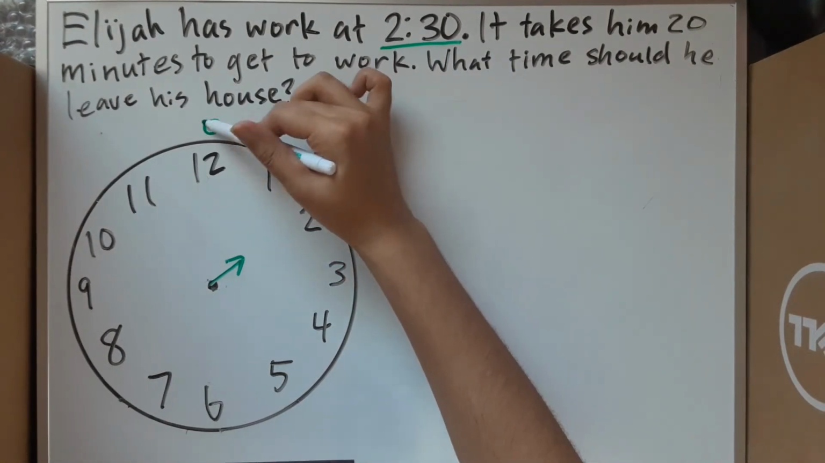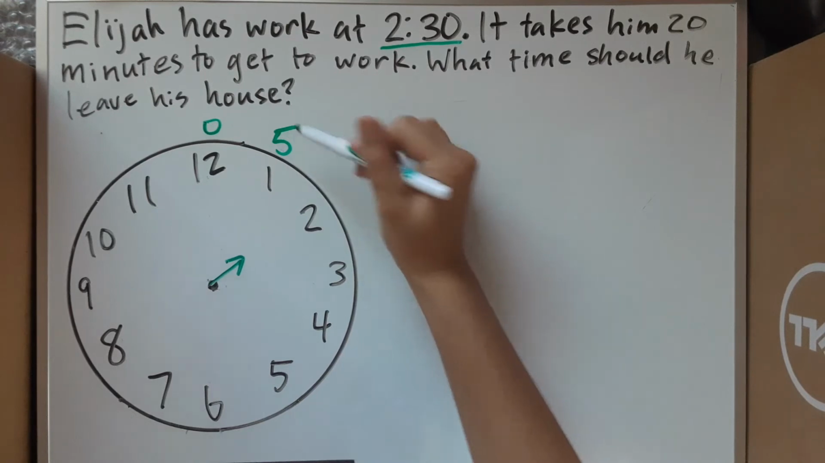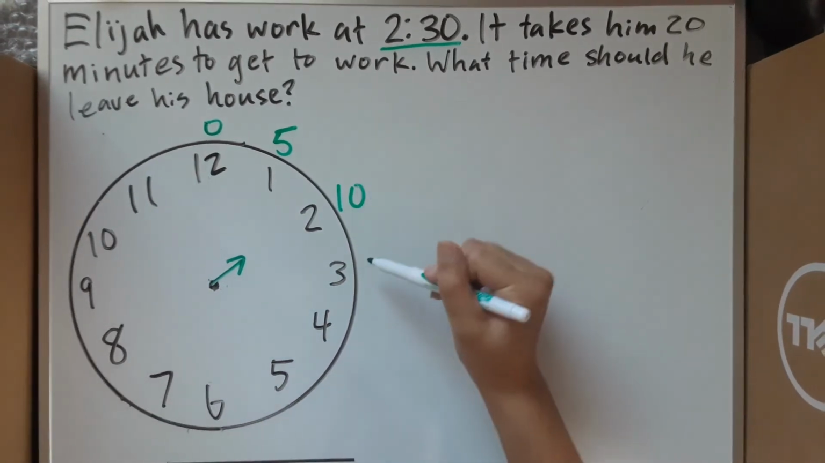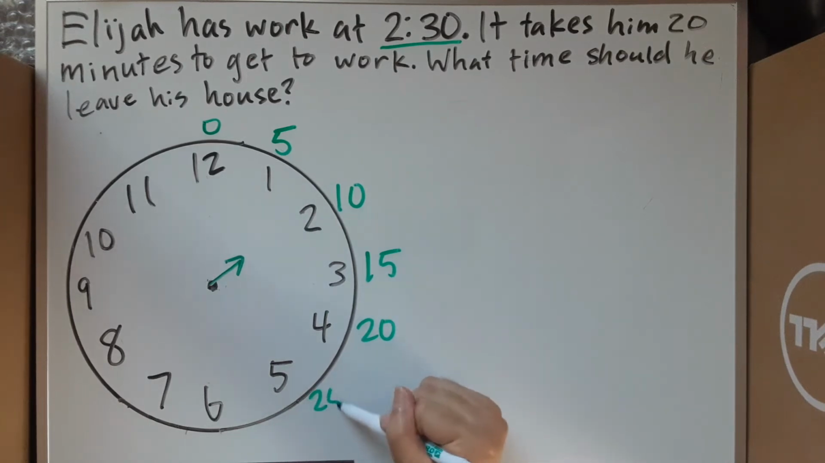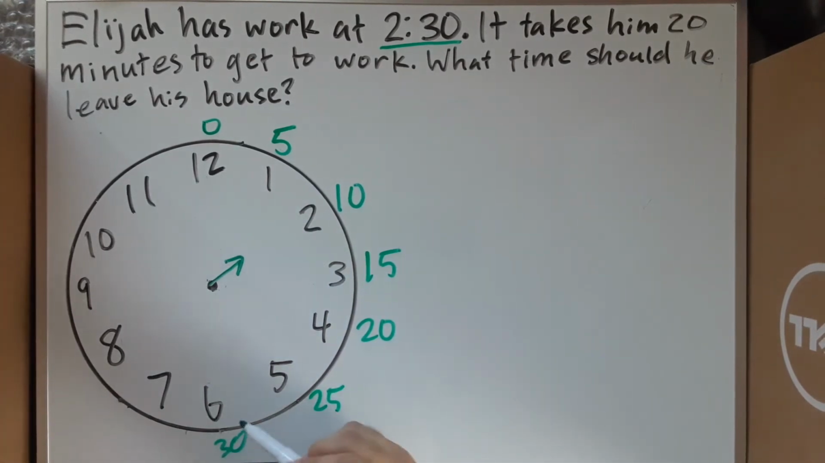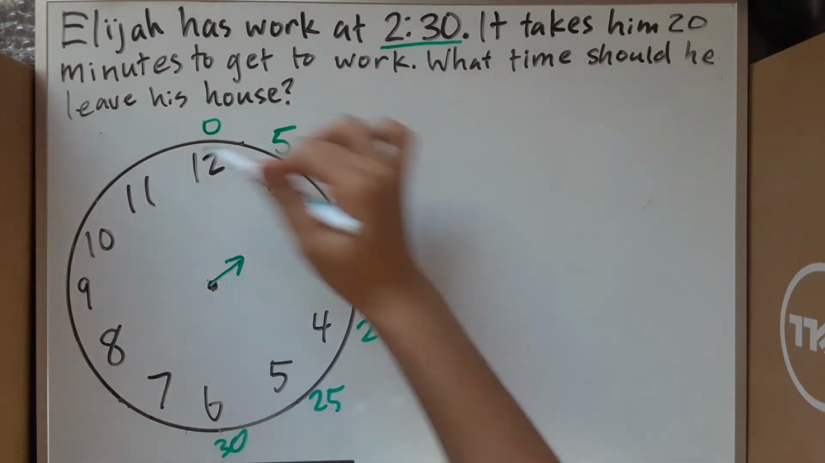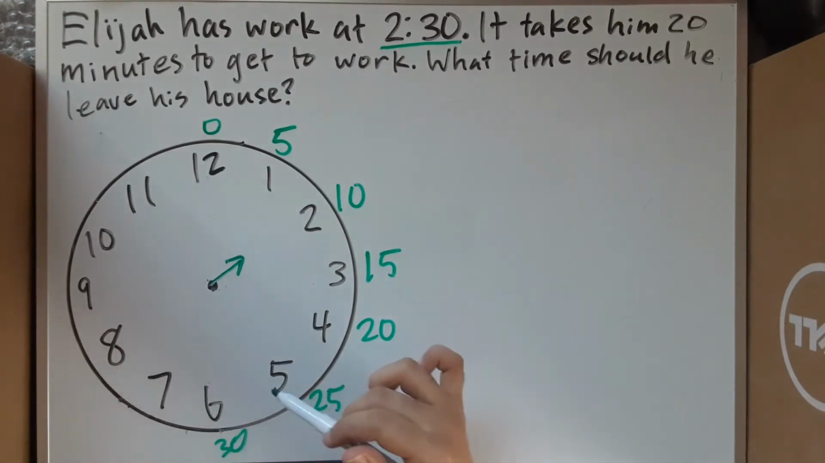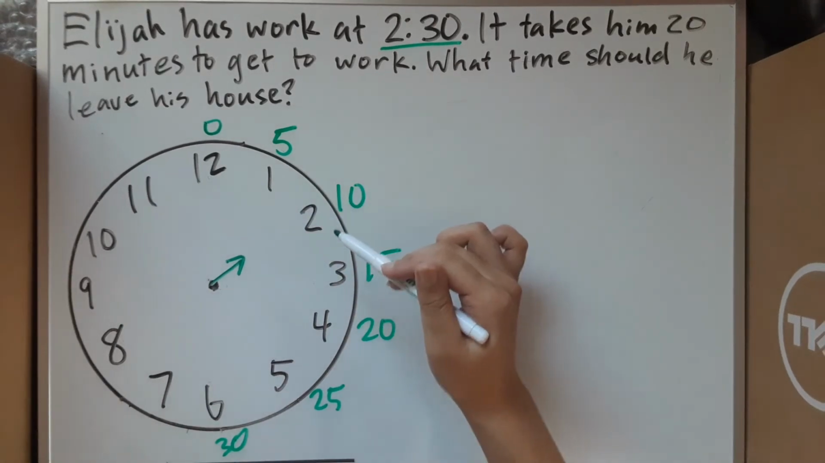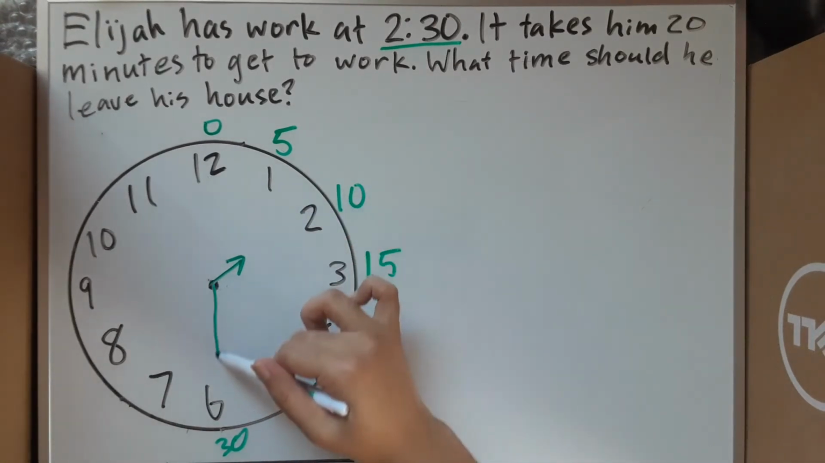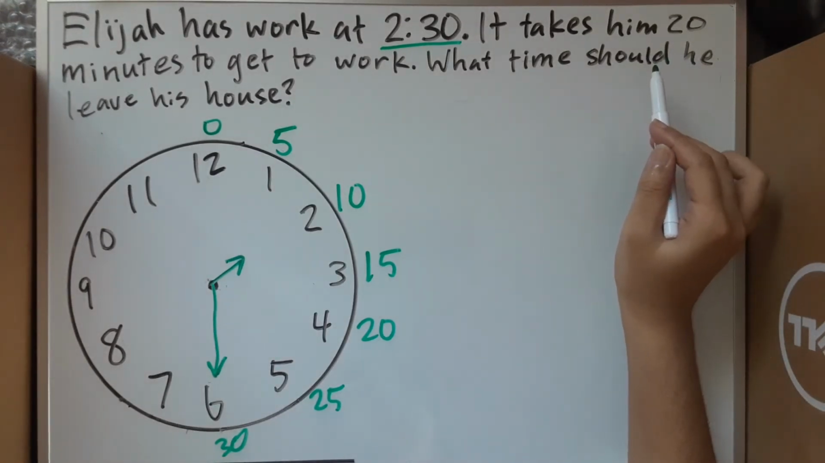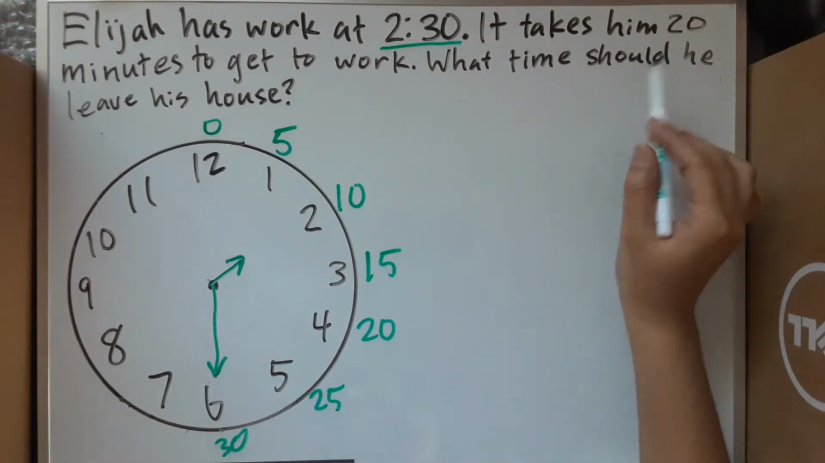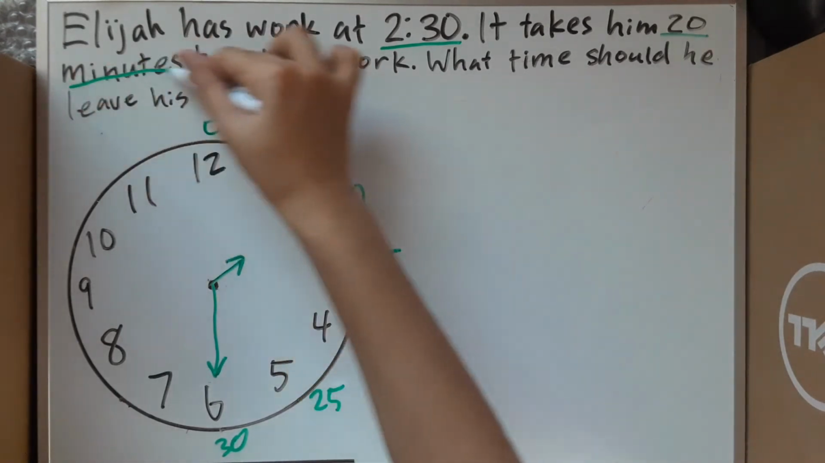We know 0, 5, 10, 15, 20, 25, 30. 30 minutes is also called half an hour because it's half of the clock. Our longhand points to the 6. Now, it takes him 20 minutes to get to work. So we have to go backwards 20 minutes.